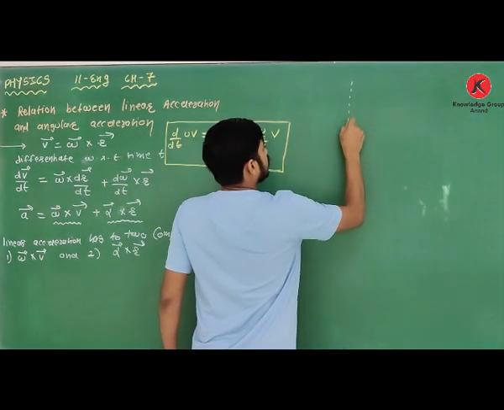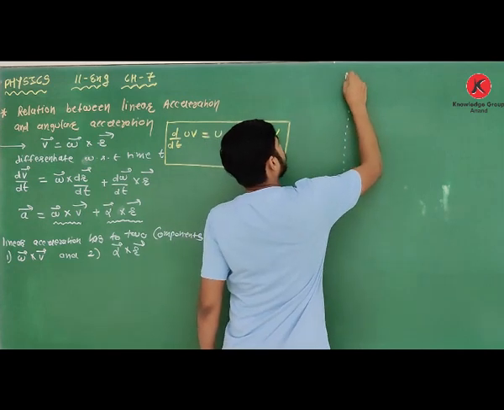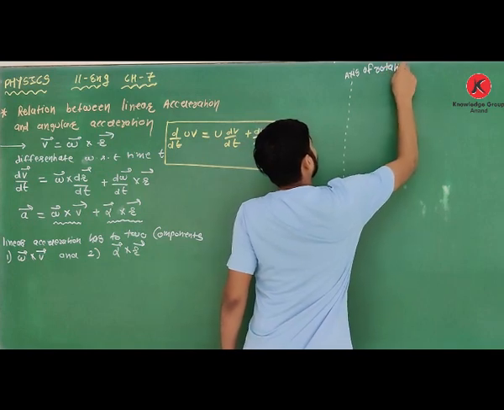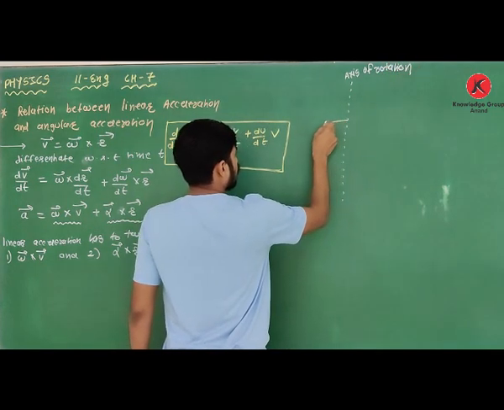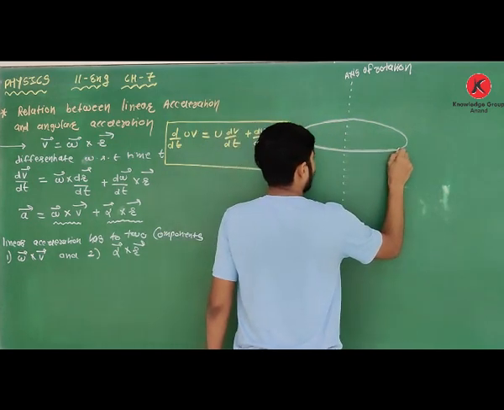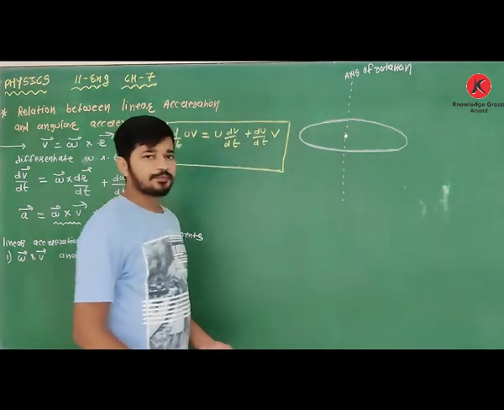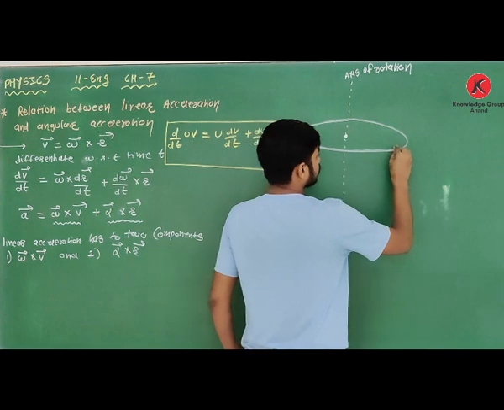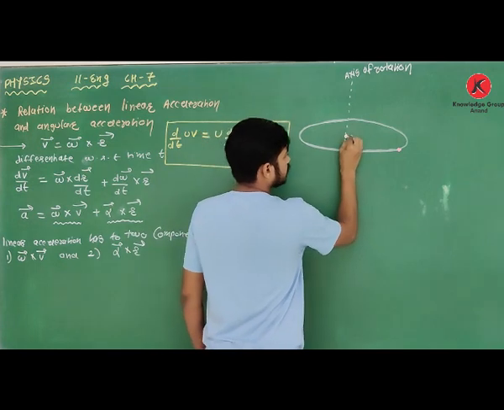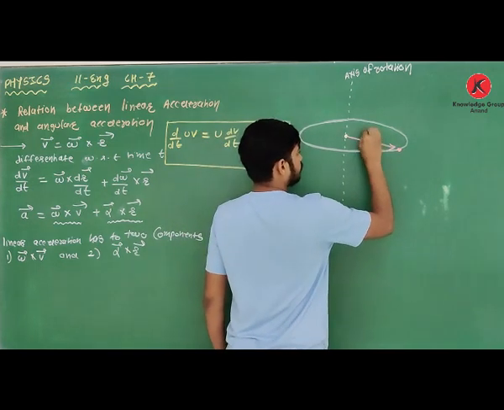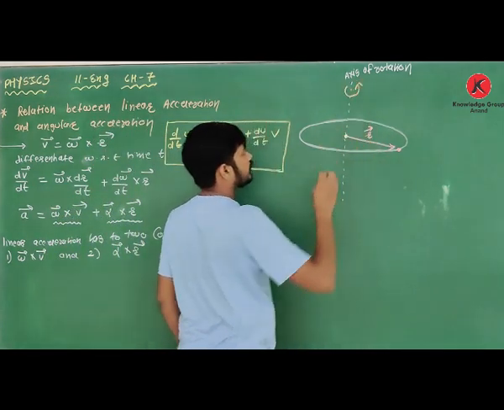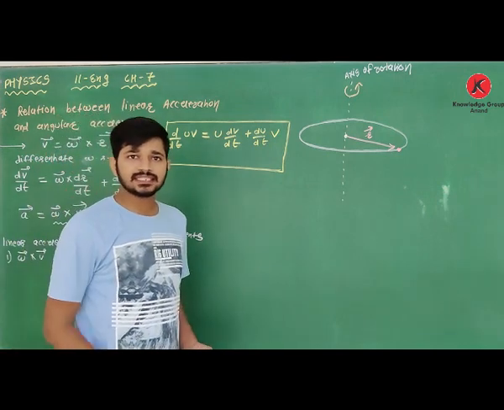Suppose it is the axis of rotation. One particle is performing circular motion on this circular path. It is its center. Let the particle be here at this point. Its position vector is r. Let this particle be rotating in this direction.